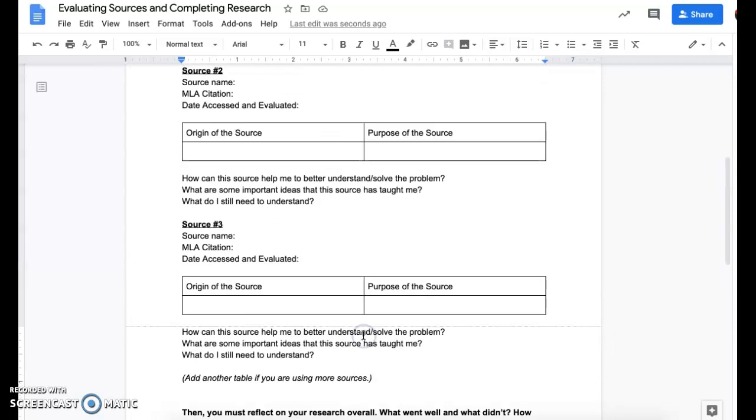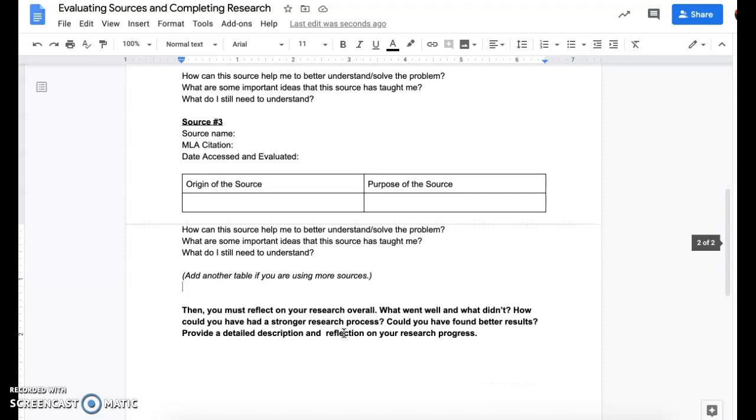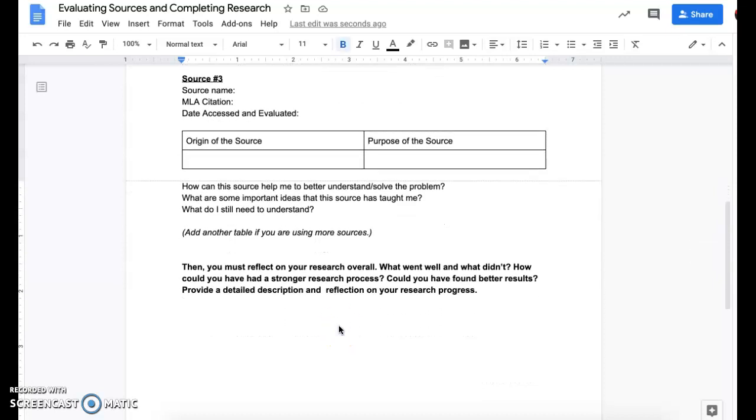Then once you finish all of your research, you looked at all 3 of your articles, evaluated them for their origin, their purpose, summarized what you've learned, and reflected on what you still need to understand, you're going to reflect on your research overall. So here you're going to write a few sentences, not just a one word answer, but a few sentences that explain your research process overall, what went well and what didn't. How could you have had a stronger research process? Do you think you could have found better results? And provide an overall detailed description and reflection on your research project.